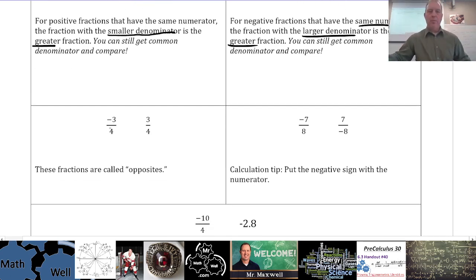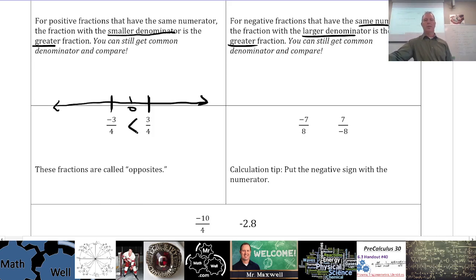Okay, what about -3/4 and +3/4? Well, again, if you look at your number line here, if this is 0 here, we have -3/4 right here and +3/4 right here. Then the one that's positive is bigger. And this is what we call opposites. If you have the same number, but one's positive and one's negative, they would be opposite numbers. So obviously this one is greater because it's further to the right on the number line.